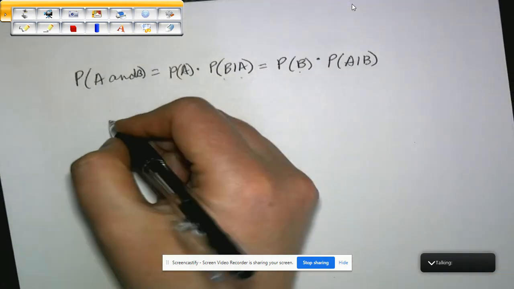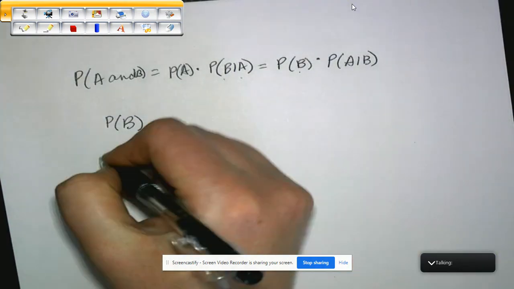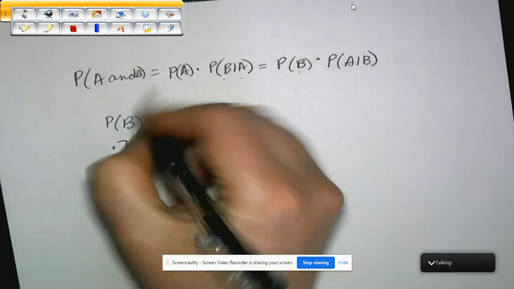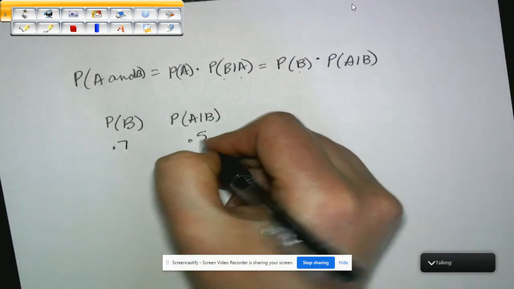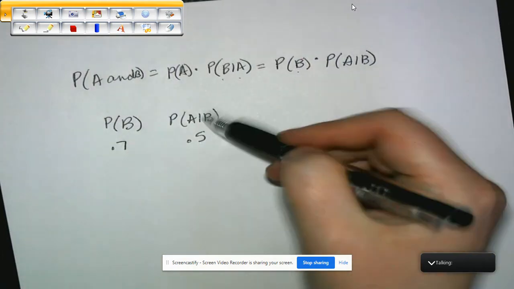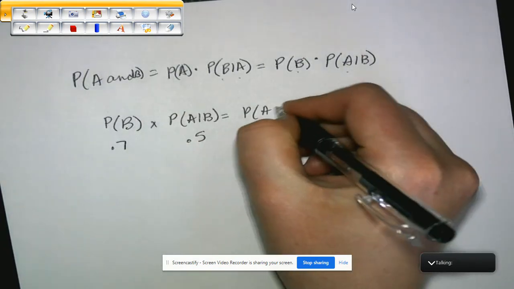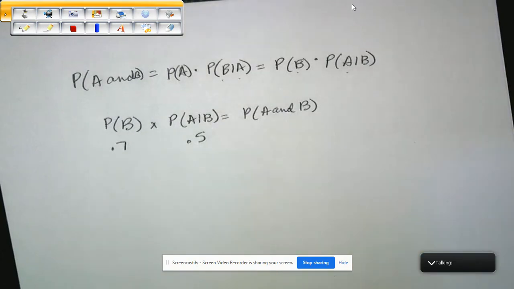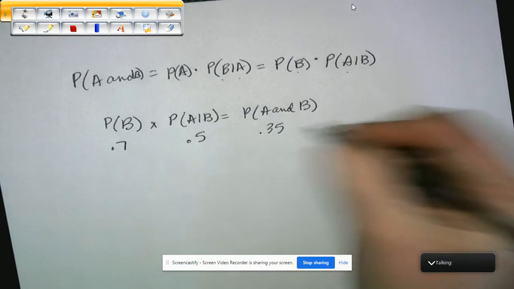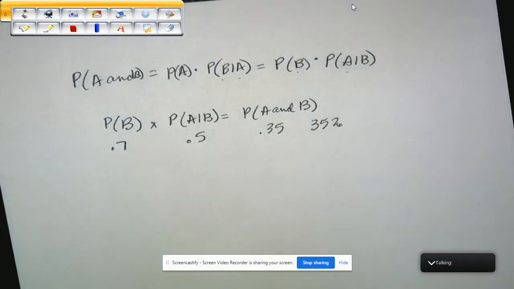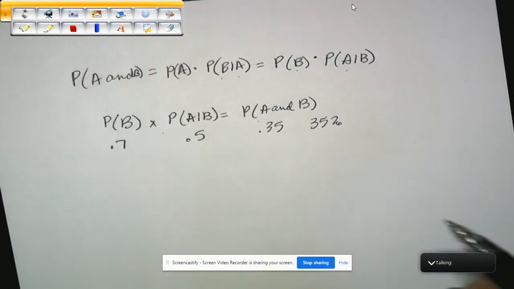Okay, so our first one, we have the probability of B is 0.7. And we have the probability of A assuming B, which is 0.5. And if we look at our model, it's right here. So we just multiply those together and it equals the probability of A and B, which is 0.35 or 35%. The A and the B, guys, is always by itself. Don't mix it with any of the other ones.